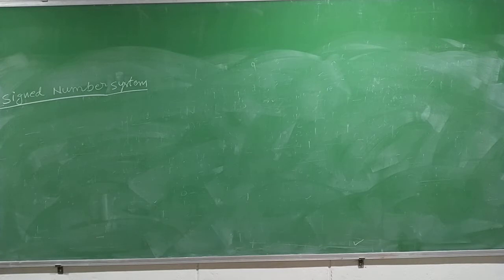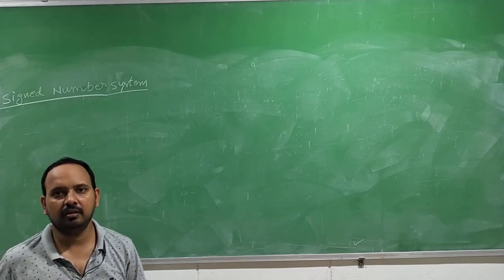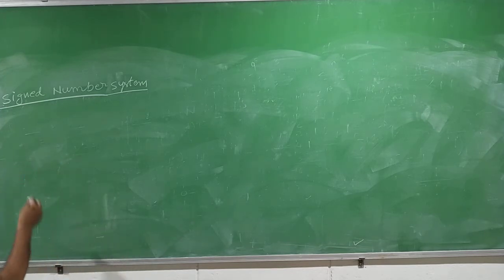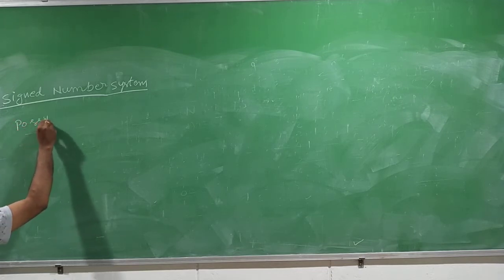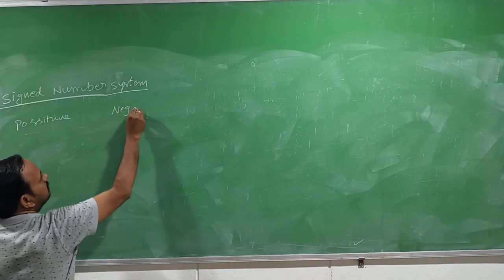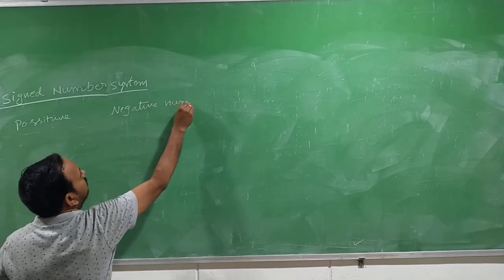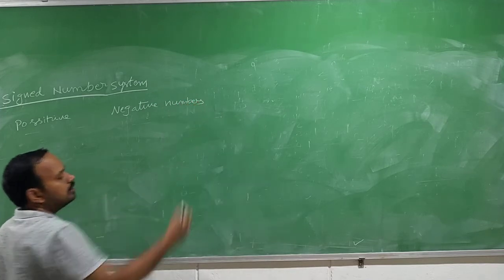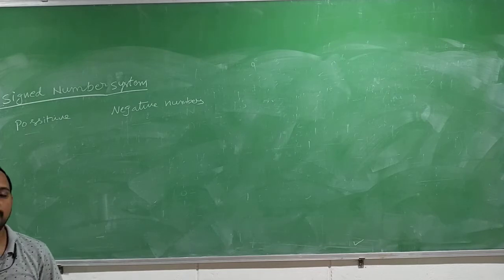Here, basically, in the real world we are dealing with two kinds of numbers. One is positive numbers, another one is negative numbers, right? So, positive numbers and negative numbers. In the decimal system, how can we represent the positive number and negative number?